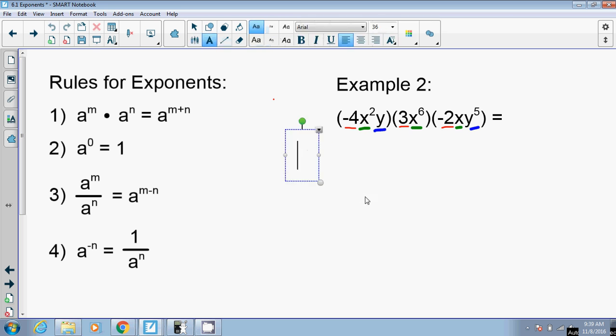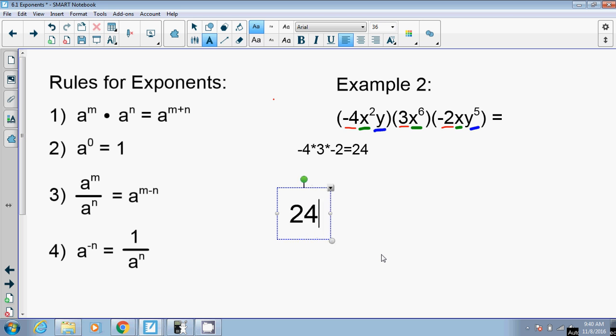Let's start off multiplying the -4, the 3, and the -2. -4 times 3 is -12. -12 times -2 is 24. So we know that's going to be part of our answer here. So we have 24.